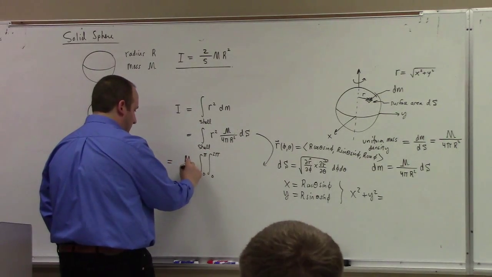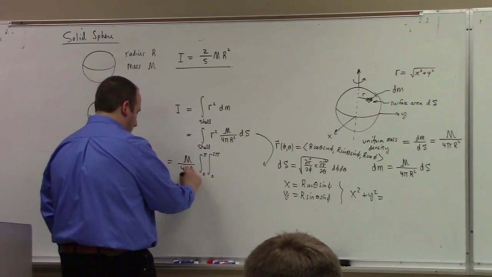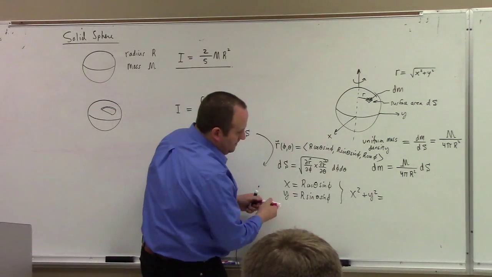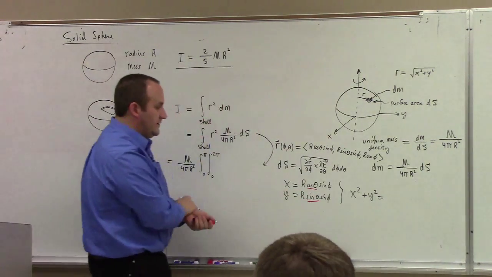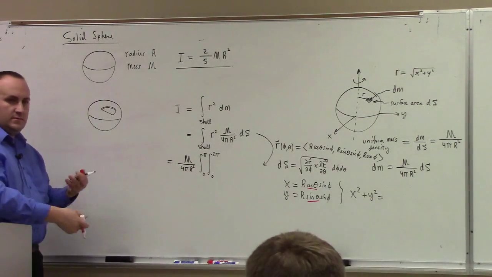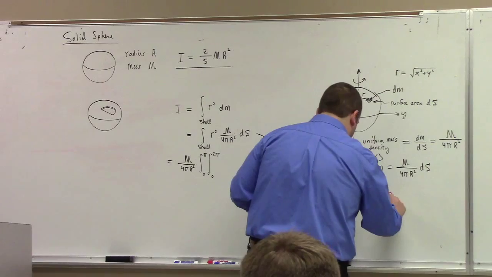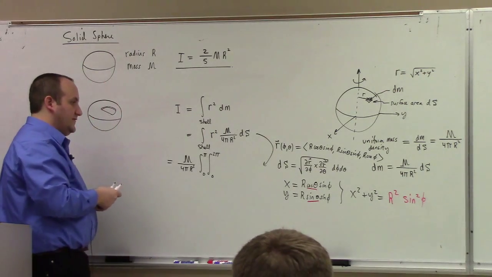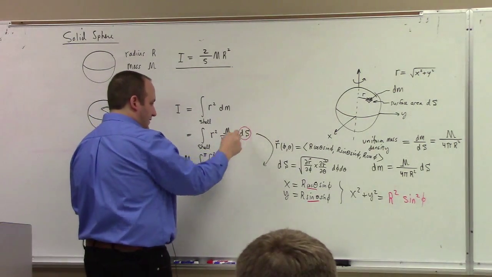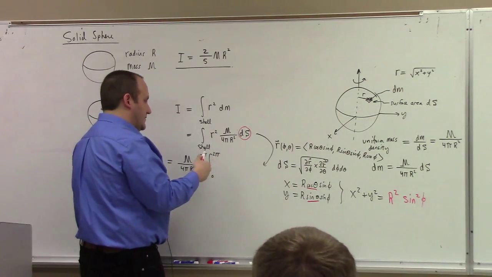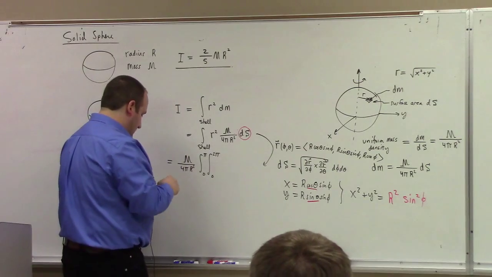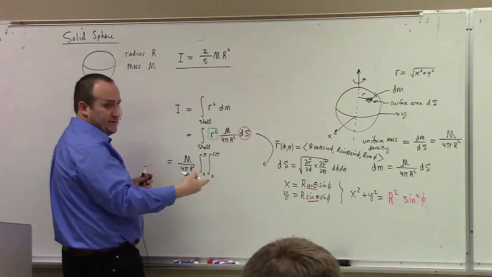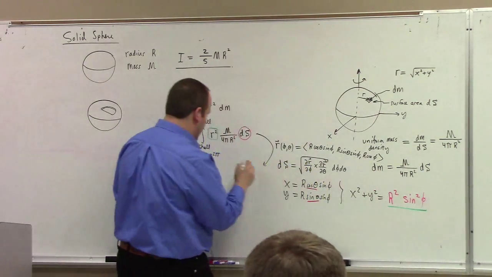Pull that constant out front. You notice what happens? I got a cosine squared, I got a sine squared. So I end up with what? R squared sine squared phi. So, one thing at a time here: this r squared, which again is x squared plus y squared, is exactly r squared sine squared phi.